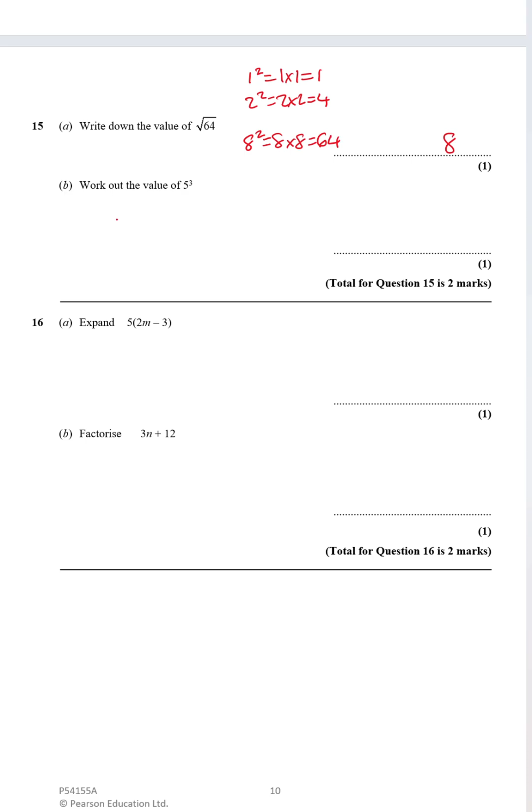The value of 5 cubed, please remember this means 5 multiplied by 5 multiplied by 5. Well, 5 times 5 is 25, multiplied by 5 again is 125.